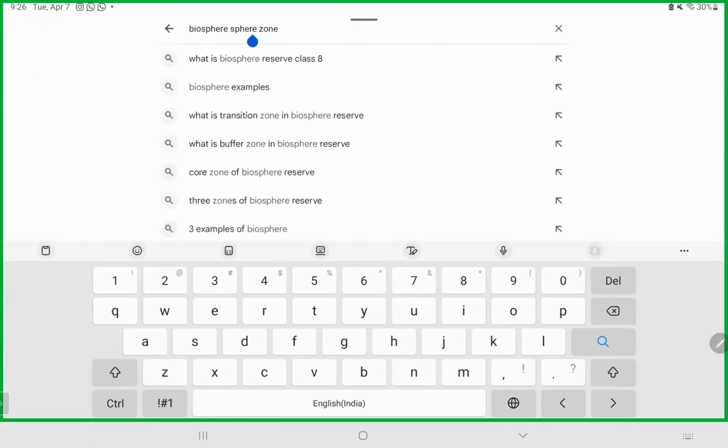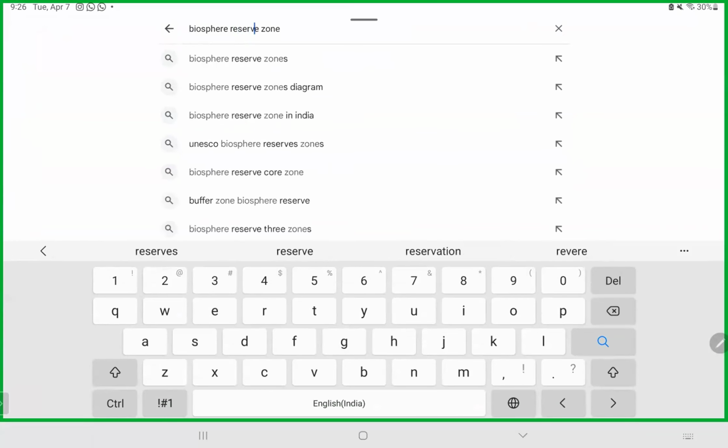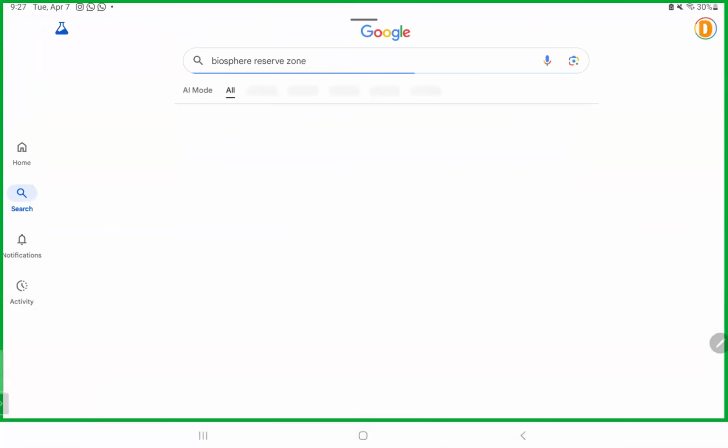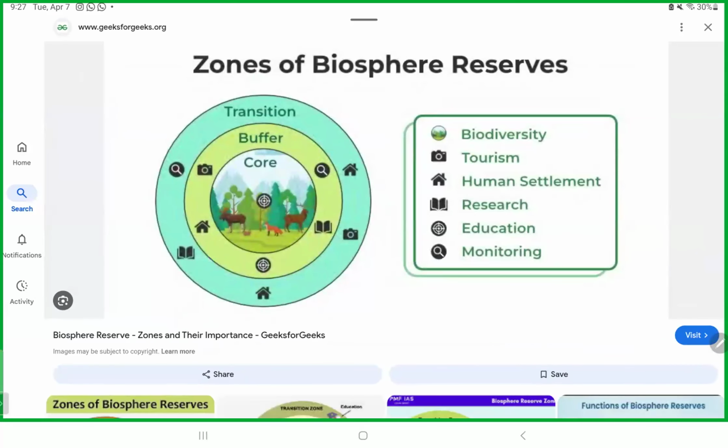And biosphere reserve. So the inner one is core zone, then comes buffer zone, then comes transition zone. Yes, that's what I said. That's what Ryan asked. Core zone is where no activity is allowed. Why? Because in the core zone, tigers and the main animals live. They can attack us, and their conservation is really important.